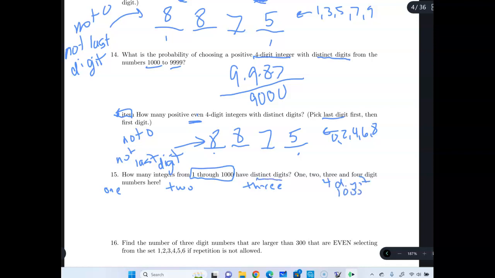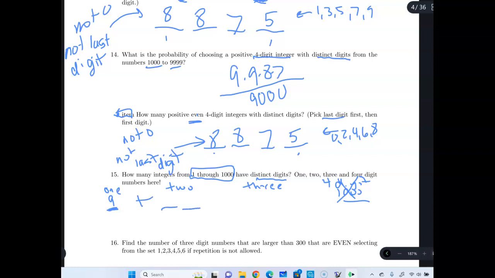Okay, so we want distinct digits, so we can see that the number 1000 is not going to be distinct because it has several zeros, right? So we're going to be looking through to find out how many integers from 1 to 1000. So since it's not including the number 0, I only have 9 choices here.